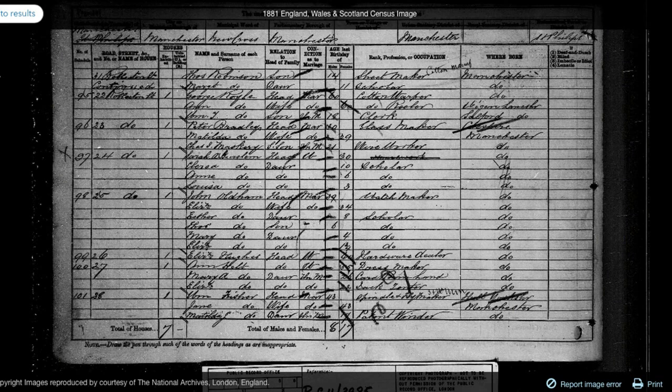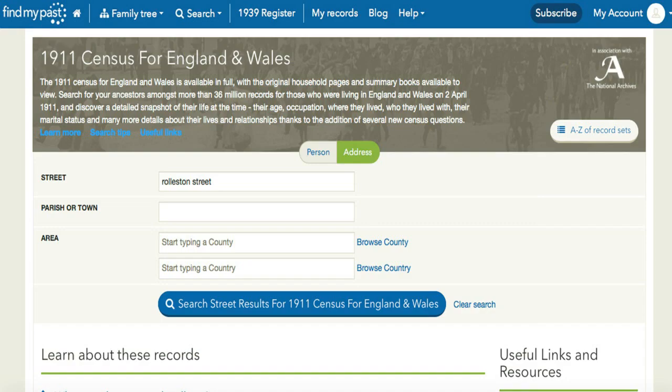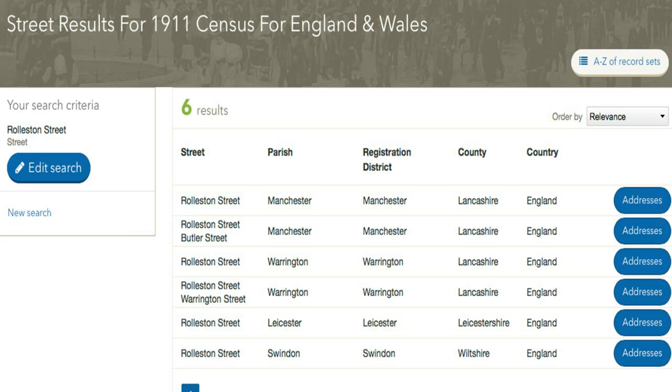So we're going to go back to the 1911 census. Okay, now we're going to do a search, but we're going to search by address. So if you look where it says street, I've put in at the top there Rollinson Street. And then we're going to hit the search button. I always find if you are searching by address, don't put in too many details because sometimes it won't pick it up. So I try and put as minimal details as possible in the search engine. But if we click on Rollinson Street, then we get a long list here of possible addresses. So I'm going to click on the first one that says Manchester.